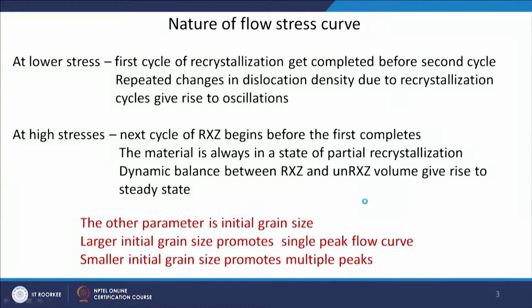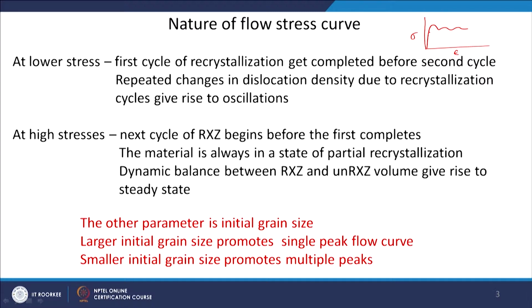Now, the nature of the flow stress curve, as we have just seen: with stress and strain, you had this kind of multiple peaks. This will happen at lower stresses or lower Z values. So first, how this multiple oscillation takes place is what we want to explain.